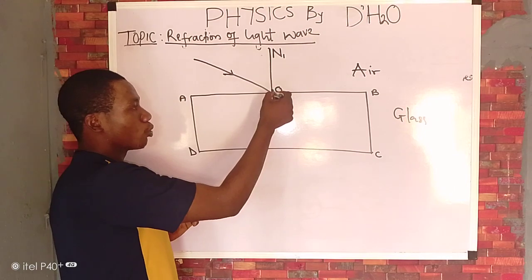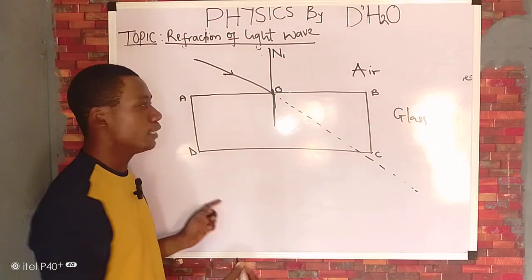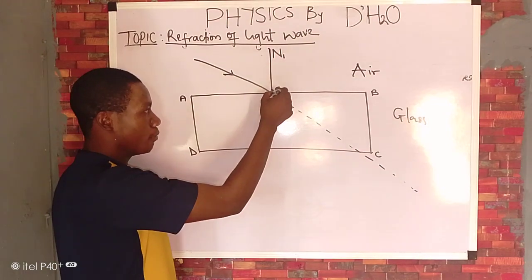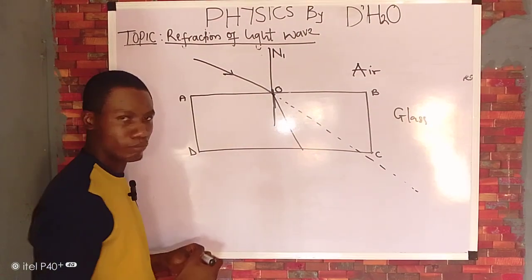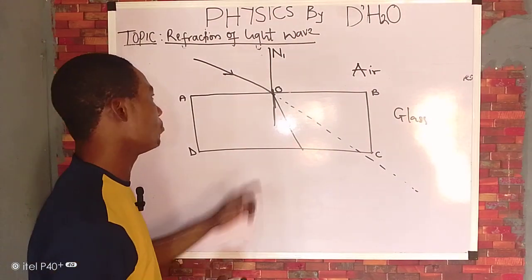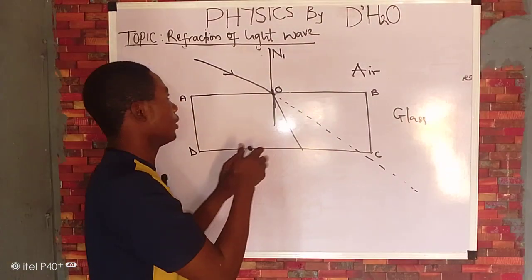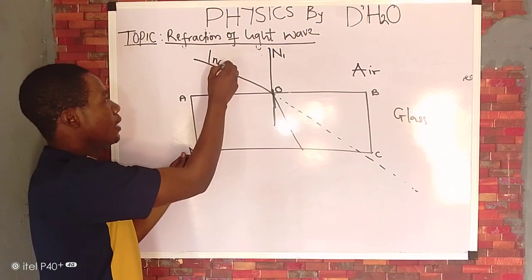The ray is not going to continue this way. No. This is not how the ray is going to be. Instead, the ray will bend. And when it bends, it goes like this. This is what we call the refracted ray. Please do not confuse this with reflection. Reflection means the bouncing back of a wave. So this one is your incident ray.